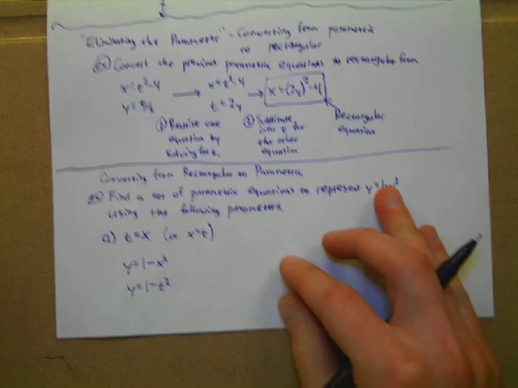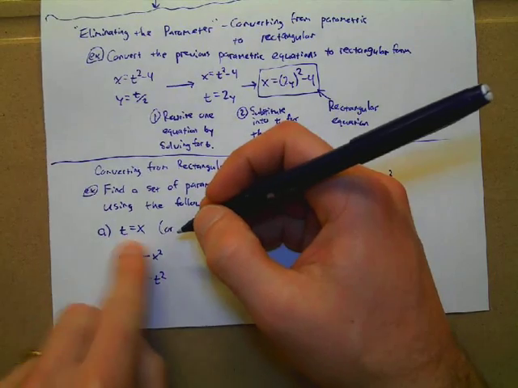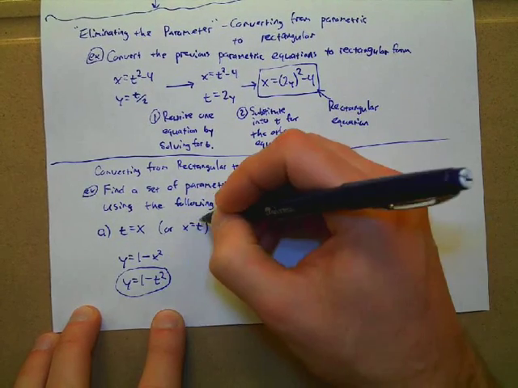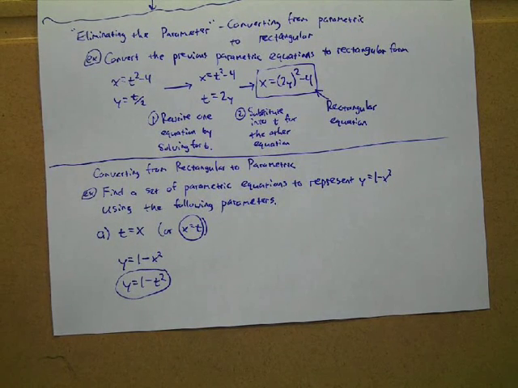Okay? But of course, that's a bit easy, right? Because t is x, we just replace x with t. What if it's something different? So let's take a look at another one here, and I'll get you guys started on your homework. Alright, so let's say instead of t being equal to x, let's say t is equal to x minus 1.